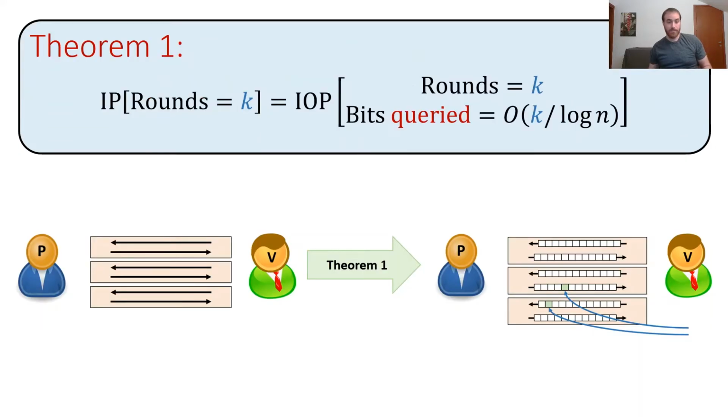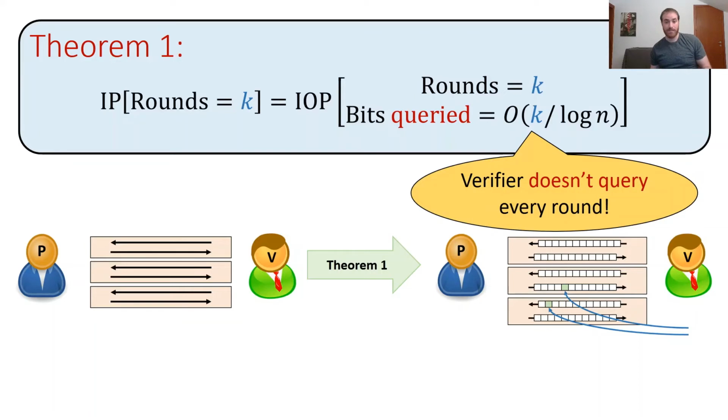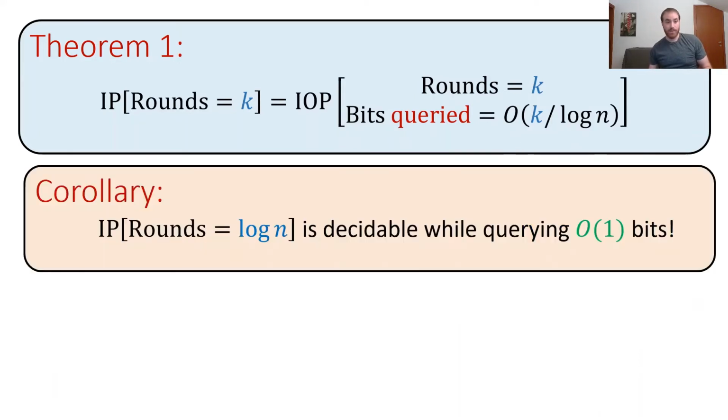Our main theorem says that interactive proofs with k rounds can be transformed into IOPs with the same number of rounds, where the verifier queries at most k over log n bits. So notice that the verifier here doesn't query every round, doesn't even query most of the rounds. As a corollary of this theorem, we get that interactive proofs with log n rounds are decidable while querying just a constant number of bits. So there are log n rounds of interaction, but the verifier just reads a constant number of bits, and decides whether to accept or reject the claim based just on that.